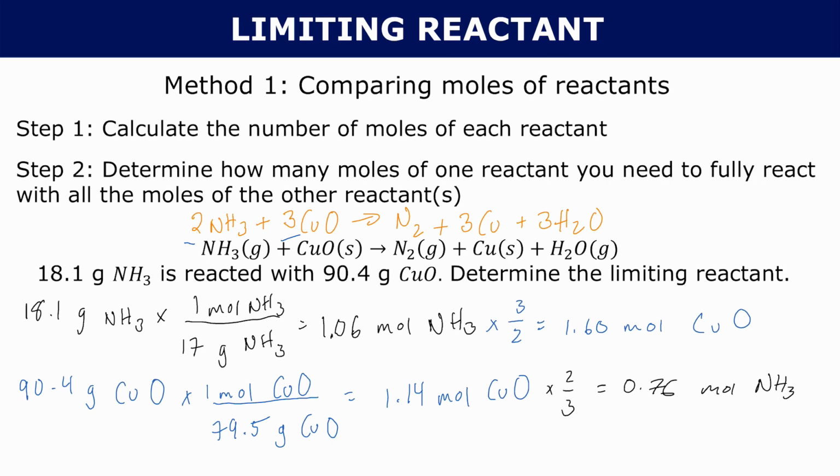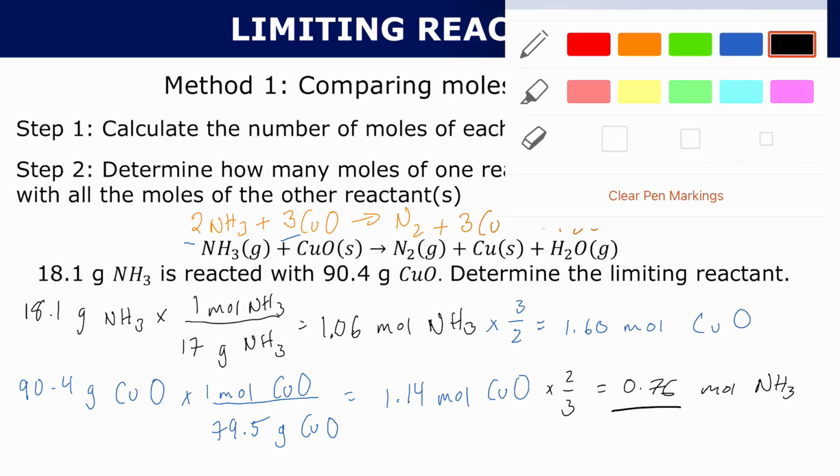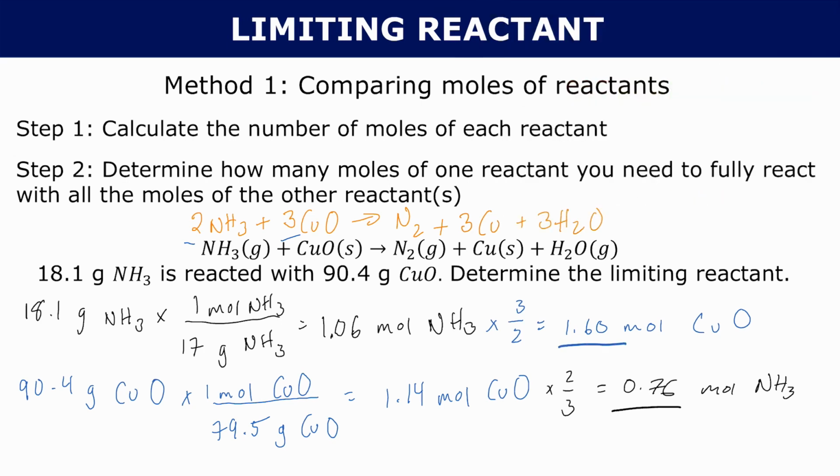Now you'll notice here that we have 0.76 or more moles of ammonia, but we don't have 1.60 moles of copper oxide. And what this is telling us is that the copper oxide is the limiting reactant. We have more ammonia than we really need, but we're limited by how much copper oxide we have.